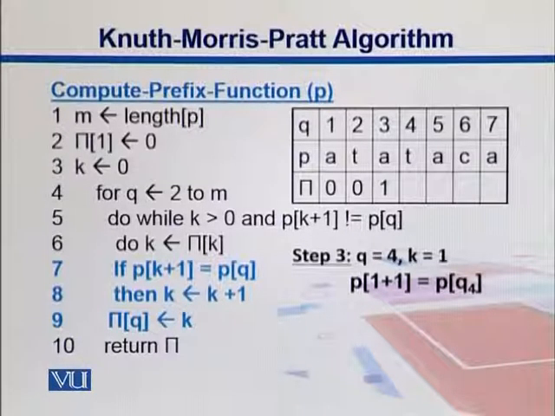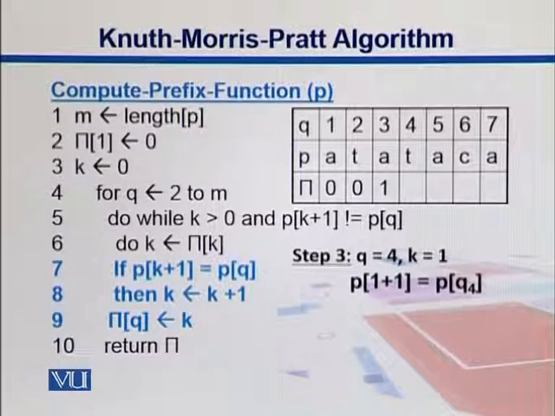Now we are in step 3. As we have seen in the previous step, our k was 1, and right now q is incremented in the for loop, so q becomes 4. We are comparing p of k plus 1, which is p of 1 plus 1, and is it equal to p of q, which is p of 4? Yes, it is.